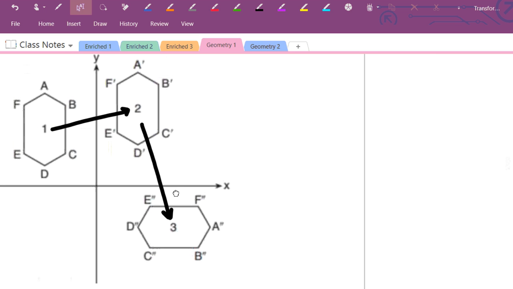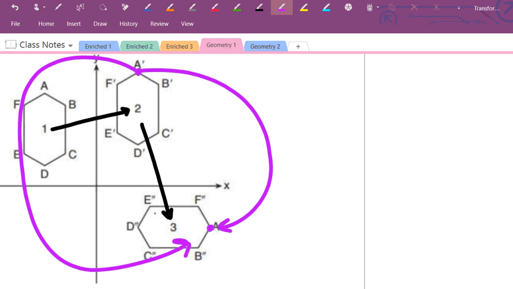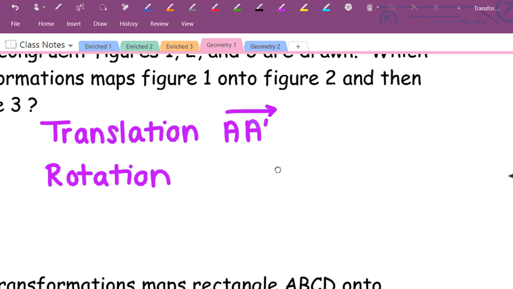Just go through and I'm going from A prime. Oh wait, sorry. No, we're going from 2 to 3. So it'll be from A prime to A double prime. That's going to be our rotation. Now, we can say it a couple different ways. If you're going to say 90, you have to say it's 90 degrees clockwise, or 270 counterclockwise, which would be this way here. I'd say probably the easier way is to say it's a rotation of negative 90 degrees.